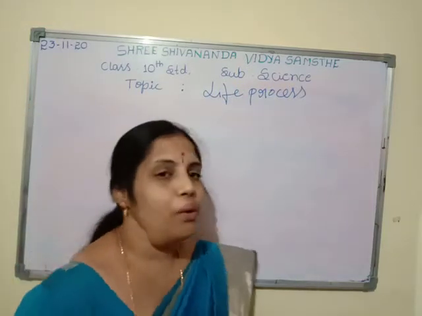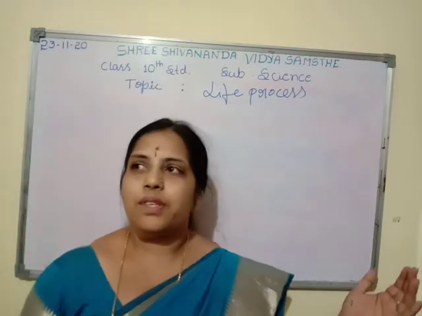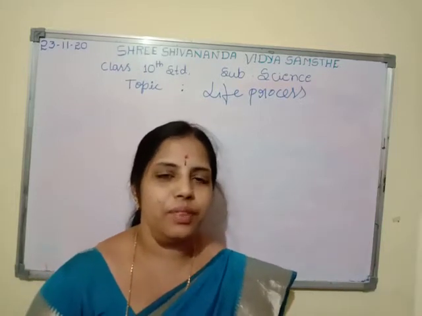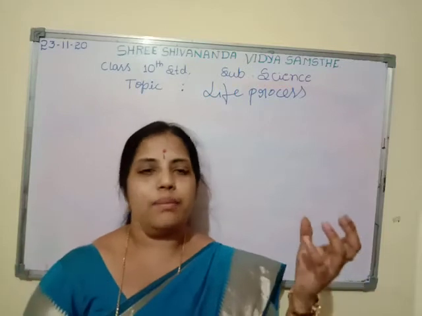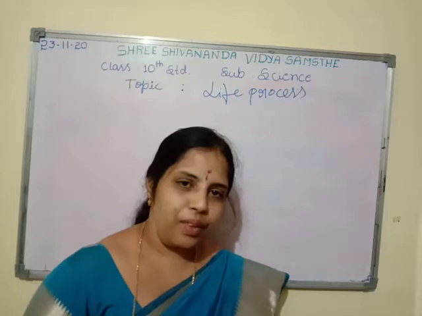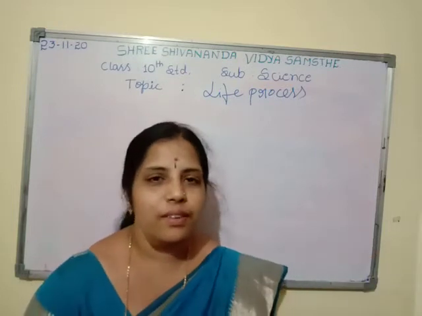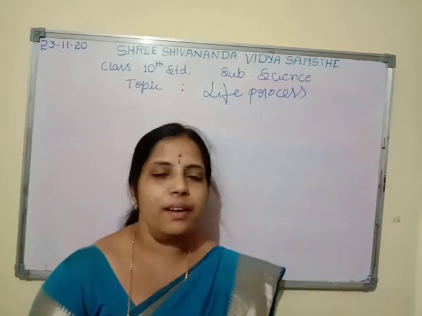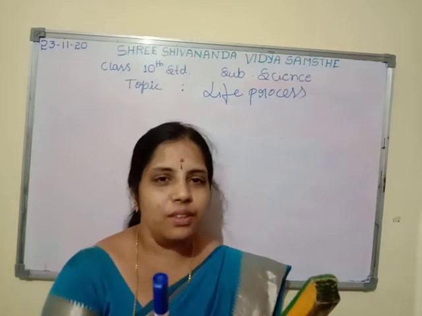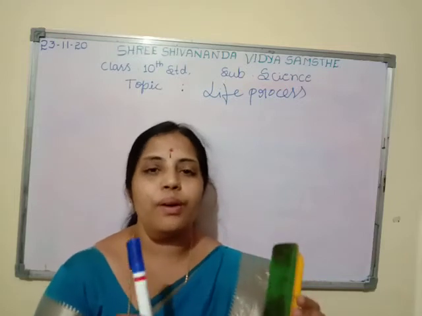So I will ask some questions for you. Observe your surroundings. What are all the things you find? Many things we can find. Maybe living things are there and non-living things are also there. How do you identify what is living and what is non-living? For example, this duster is there, pen is there. Are these living or non-living things? Yes, these are non-living things.